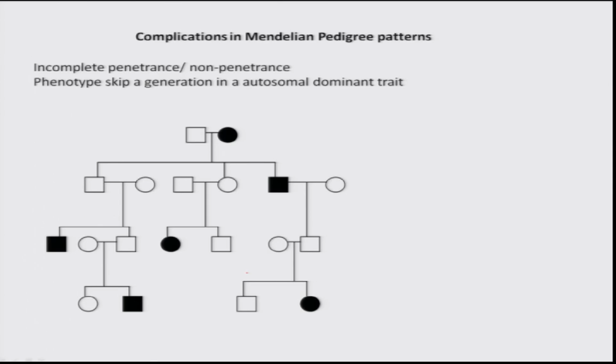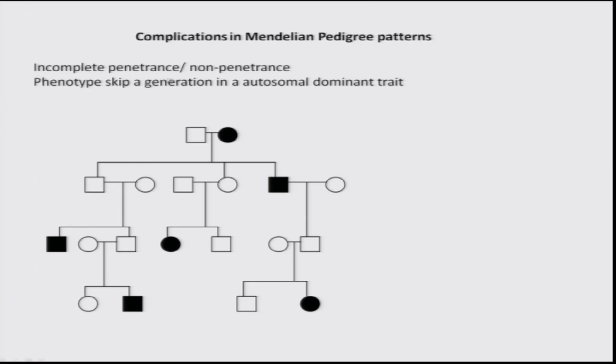Pedigree analysis is not always simple. There are many conditions that really do not follow the typical Mendelian segregation in terms of phenotype. There could be problems, right. One problem that we often face in the case of a dominant disorder is penetrance, meaning that you have what is called incomplete penetrance, like what is shown here.